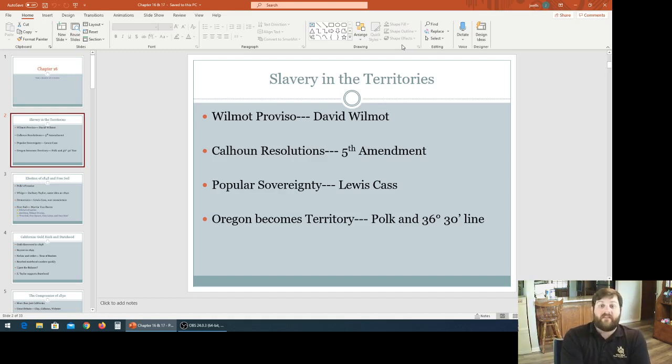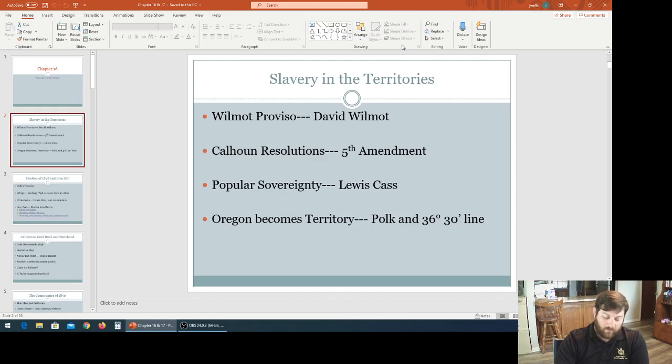Now, what we see is that we have the issue of what to do with all this area. Is it going to be slave? Is it going to be free, right? The Wilmot Proviso didn't pass. Calhoun's resolutions aren't accepted nationwide. So what are we going to do? How is this land going to be decided? So we get the idea of popular sovereignty. Lewis Cass supported this. He suggested this idea. He argued that the citizens of the territory should decide for themselves what should happen in certain areas.